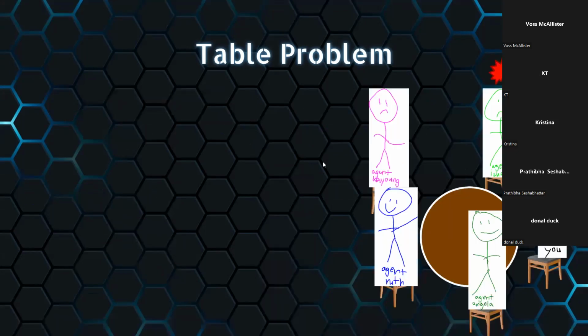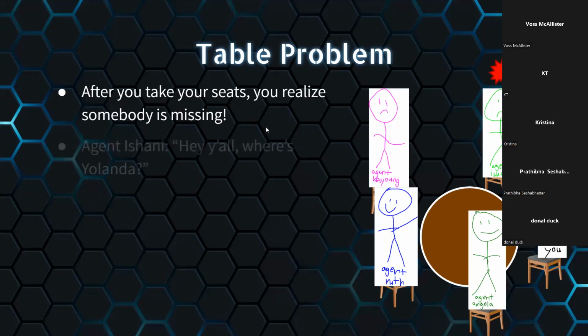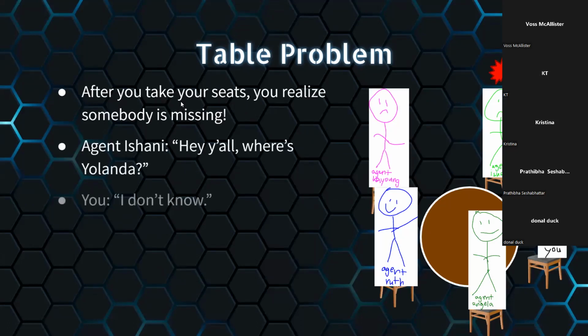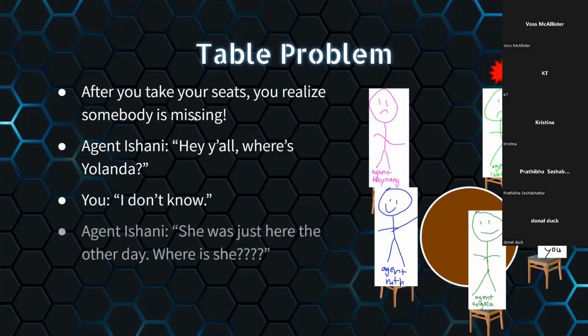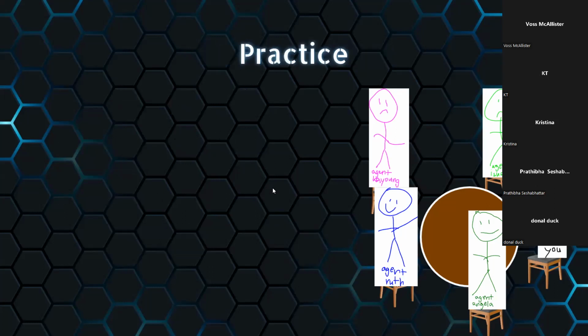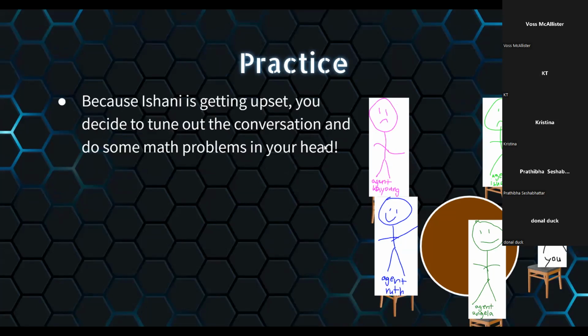Okay, so something happened, I think. After you take your seats, you realize somebody is missing. So Agent Ishwani says, "Where is Yolanda?" And you say, "Well, I don't know. She was just here the other day. Where did she go?" Because Agent Ishwani is getting upset, you decide to tune out the conversation and do some math problems.